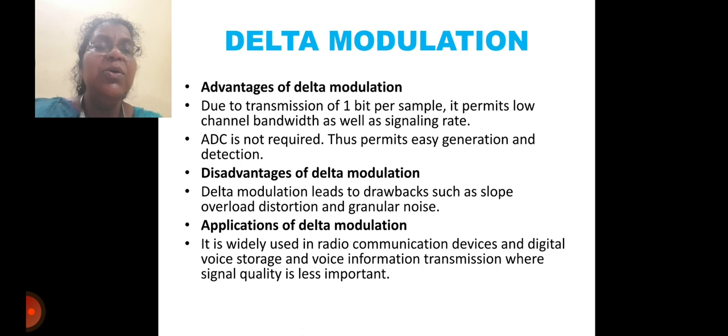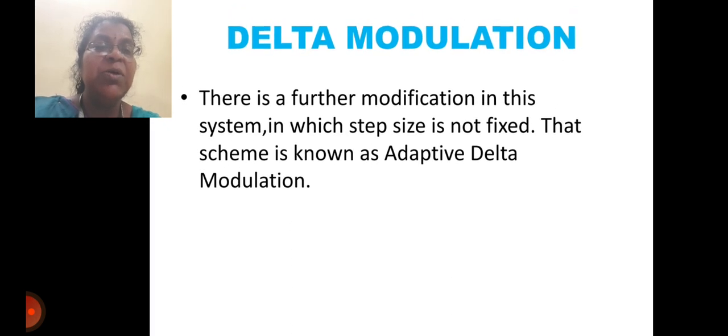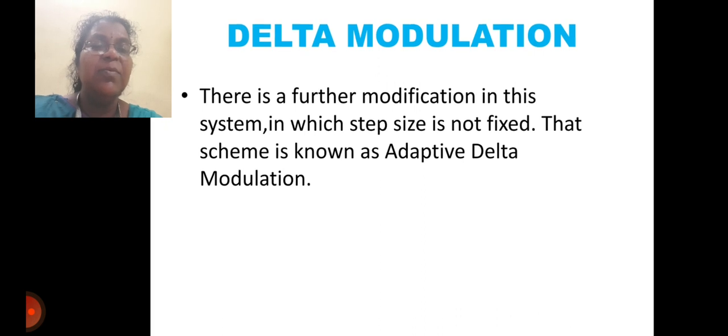Then, how to overcome the drawbacks of slope overload distortion and granular noise? A modification of delta modulation is adaptive delta modulation, where the step size is not fixed, it is varied depending upon the input message signal.